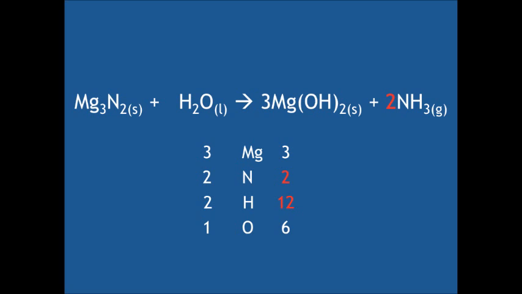Now let's look at the hydrogen and oxygen. The right side of the equation has 12 hydrogen and 6 oxygen. A coefficient of 6 on water balances out the hydrogen and oxygen perfectly. All of the elements are now balanced on each side.